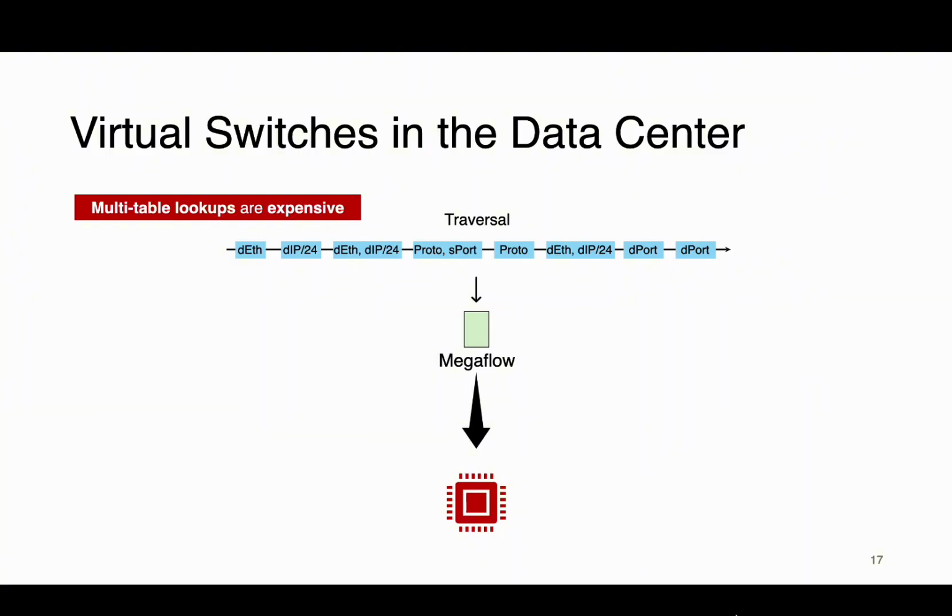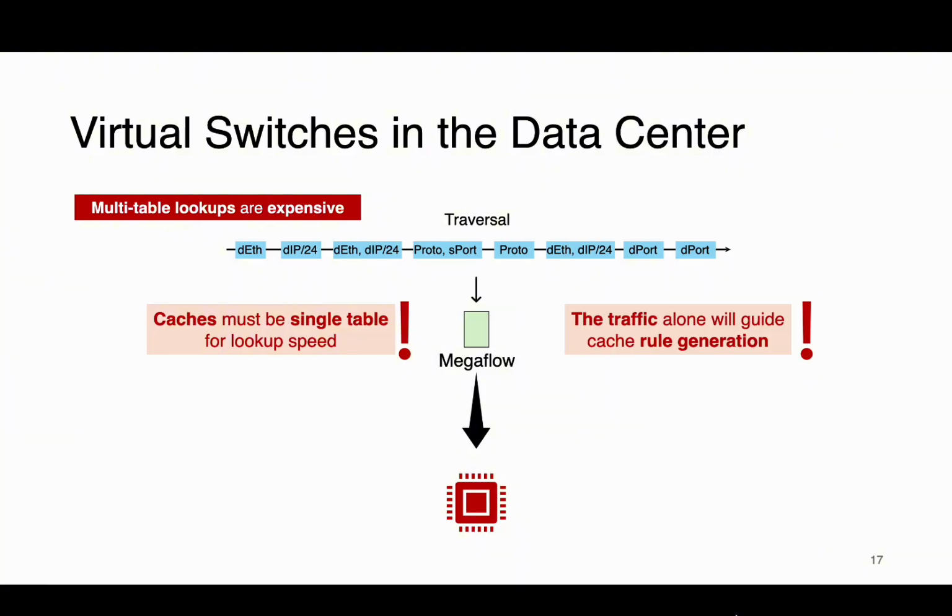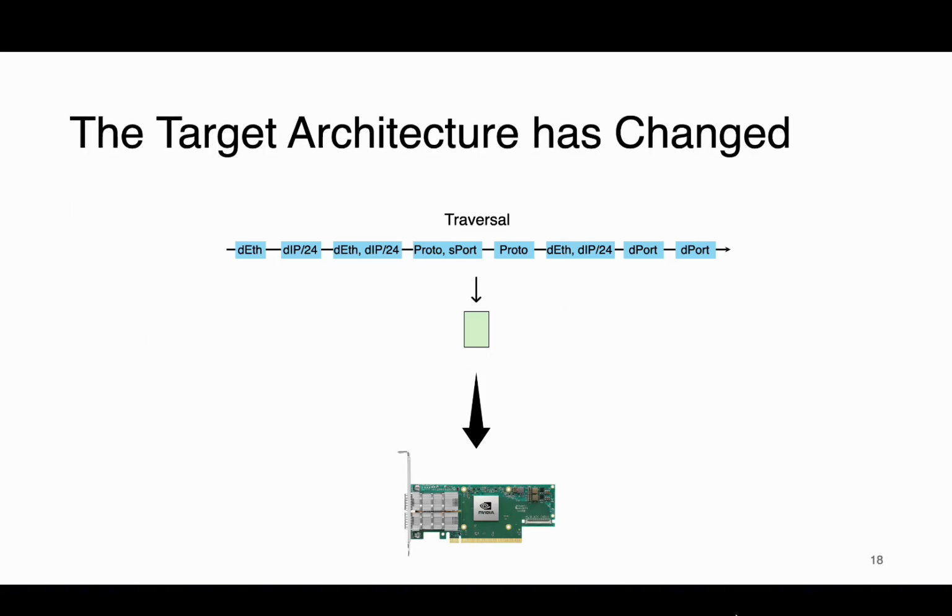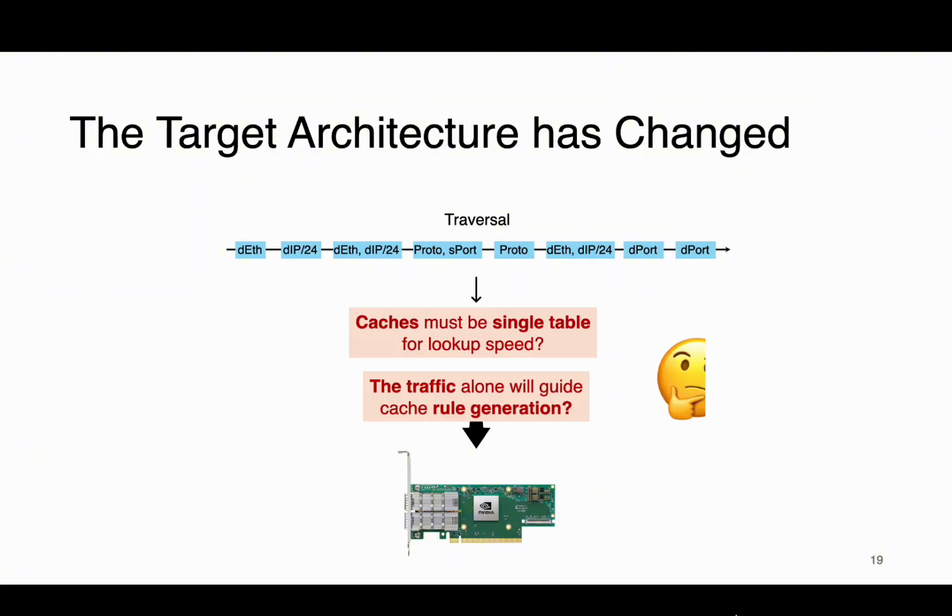Because the CPU was the target, there was a need to design these caches while working around certain constraints. Caches had to be single table, so a Megaflow cache is a single table cache. And we had to rely on traffic locality alone for cache rule generation. But over the last decade, the underlying architecture for mapping the vSwitch has changed. Now, SmartNICs are the largest target architecture, which are pervasive in data centers, and they support multi-table programmable packet pipelines. But we have carried forward those assumptions about vSwitch performance optimizations that we made for CPUs.